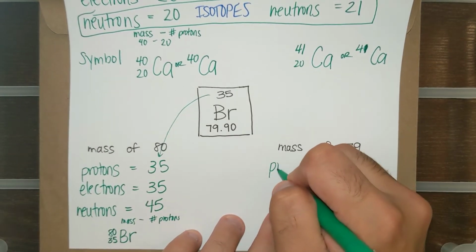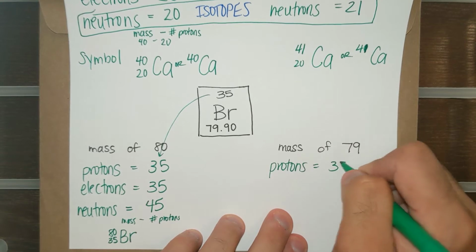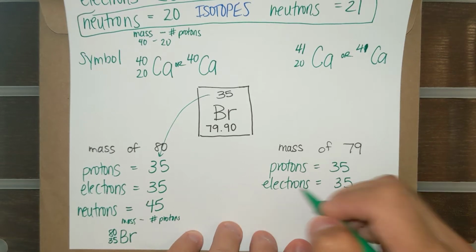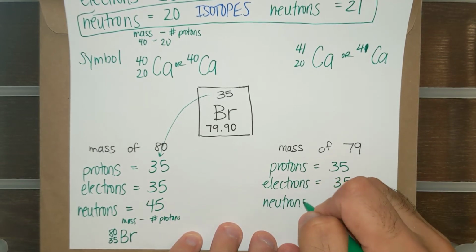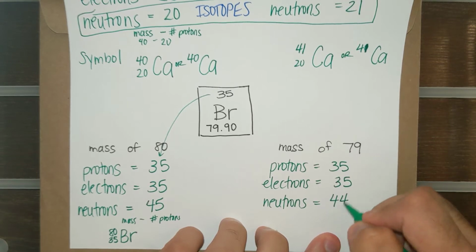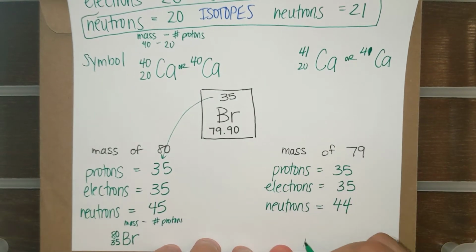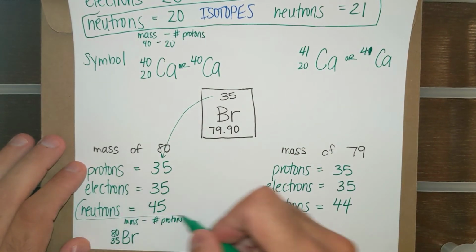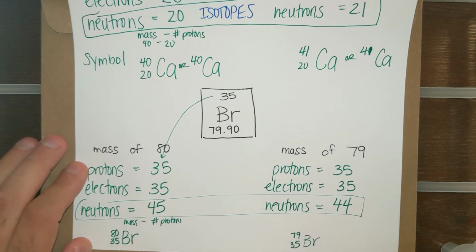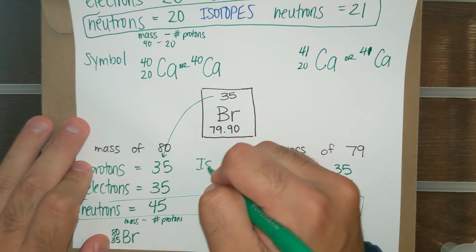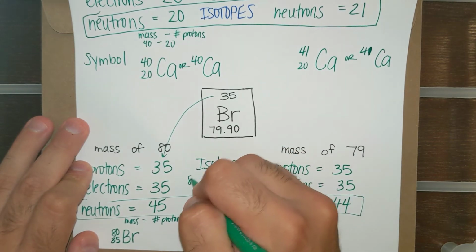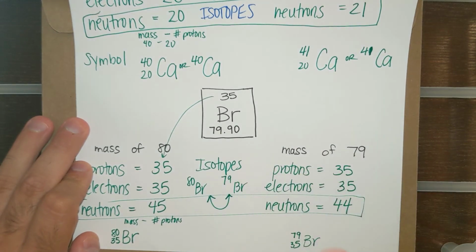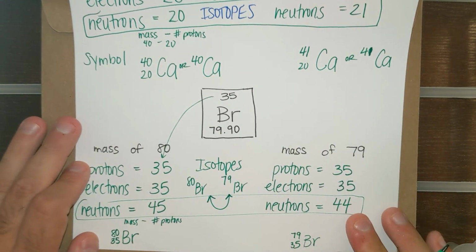And then over here, same thing. Protons are also going to be equal to 35. Electrons are 35. And the number of neutrons, it's one less mass, so it's going to be equal to 44. And again, if I want to write that symbol, it's going to be 79 over 35. The only difference between these two is the number of neutrons, and we call these isotopes of each other. So bromine 80 and bromine 79 are isotopes of each other. They're both bromine. They just have a different mass.